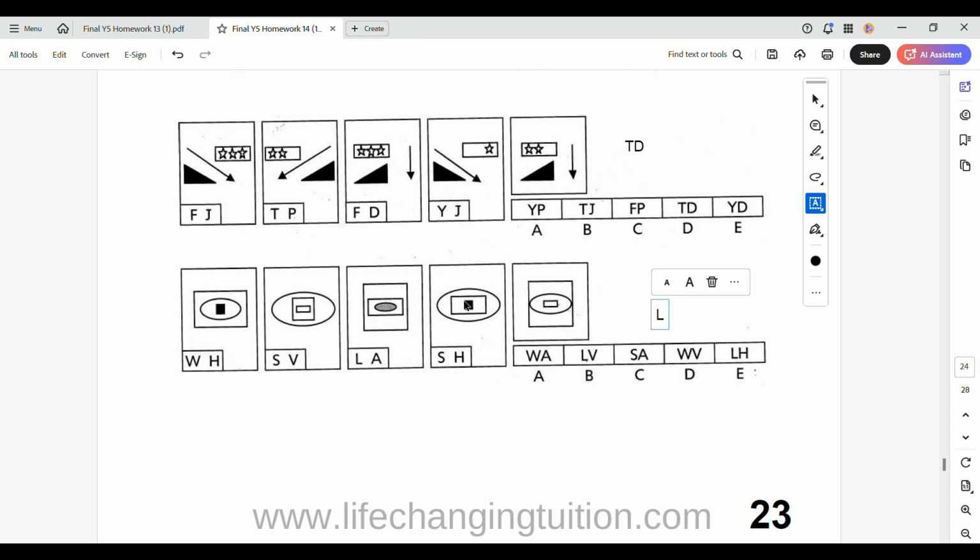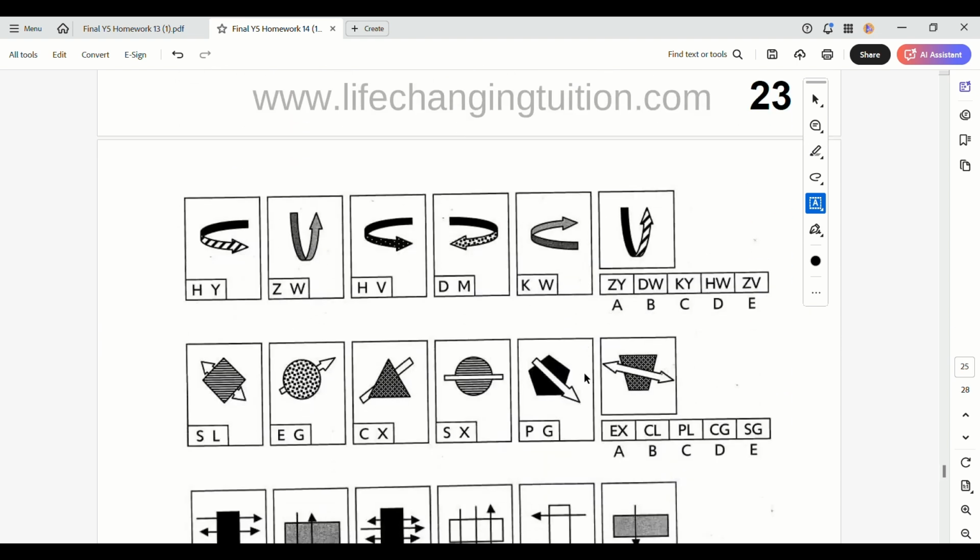H and H, inside shape is a square. So we know H means inside shape is going to be a square. V would therefore mean rectangle. So it's going to be LV because it's a rectangle, which is option B.